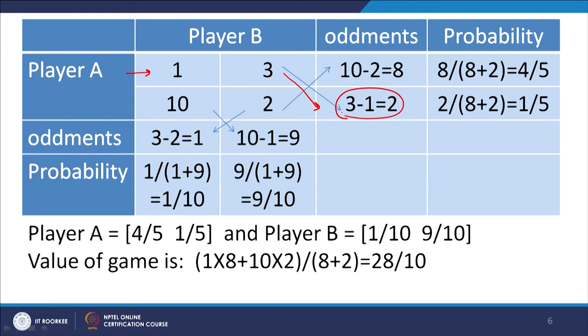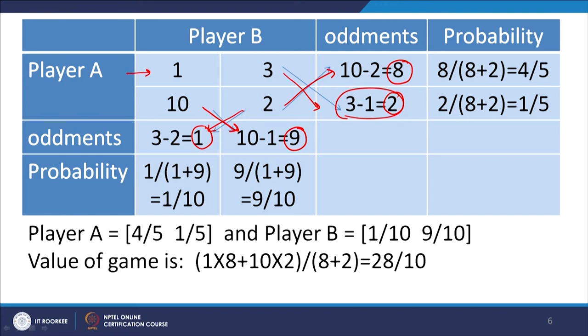And it has to be written in the other column, not on the same row. It has to be written on the different row. Then comes 10 and 2. Now, 10 is larger. So, 10 minus 2, and this entry has to be written in the first row, and that comes out to be 8. So, these are the two oddments corresponding to the strategies of player A. Now, the same thing has to be done for the columns. And as you can see, 10 minus 1 is 9. So, this is again in the other column. So, this is 9. And similarly, 3 minus 2 has to be written in the other column. So, this is 1. So, what we have done is we have just calculated the values of the oddments.